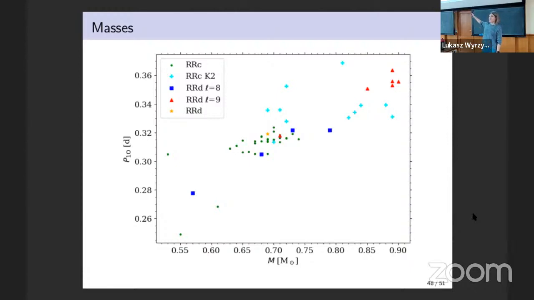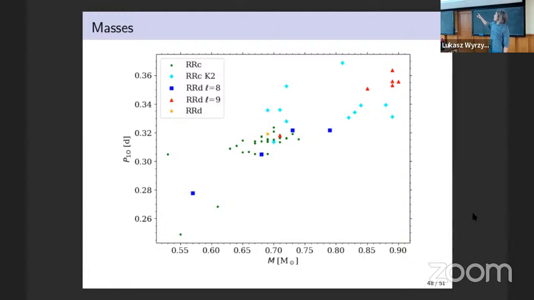So here is a distribution of stars that I modeled. On the plot, on the y-axis we have the observed period of the first overtone, and here there is the mass from the modeling. Again, stars are divided by color into those different input samples. So the majority of stars, and the majority of our C stars from the bulge, have masses around 0.7. We have some stars with lower masses, and what is interesting, we have those stars here that have masses above 0.8, which is higher than what we would expect for our Lyra stars, and they consist of stars from the K2 mission and RD stars with the non-radial mode of degree 9.